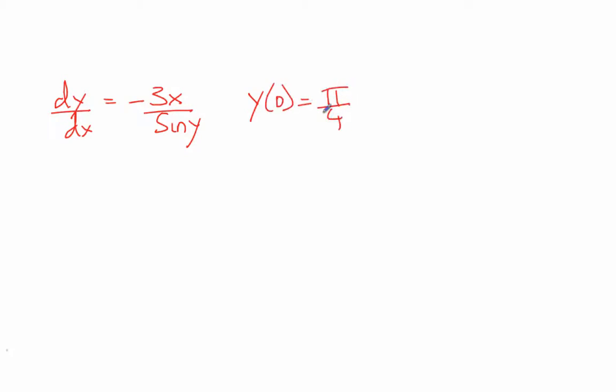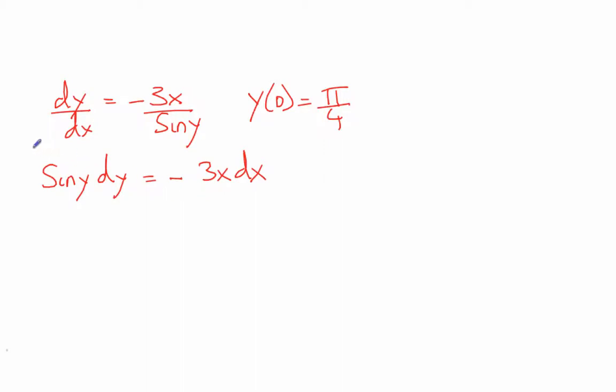Let's take another example. Here is dy by dx equal to minus 3x over sine of y. Now this is separable because 3x is just a function of x and it's multiplying 1 over sine y, which is a function of y only. There's also an initial condition that y of 0 has to be pi by 4. And now let's cross multiply. So sine of y dy becomes minus 3x dx.